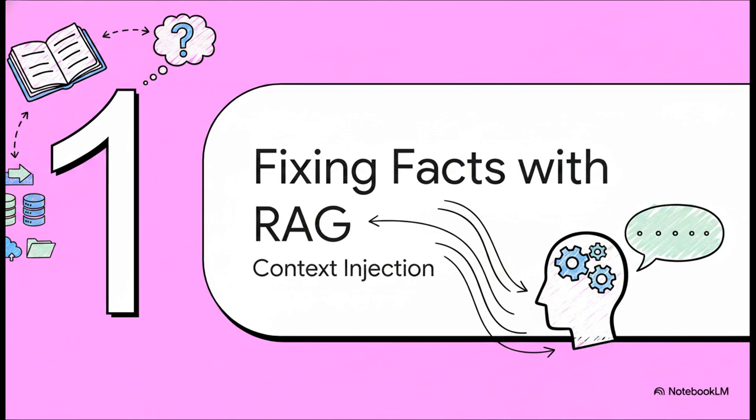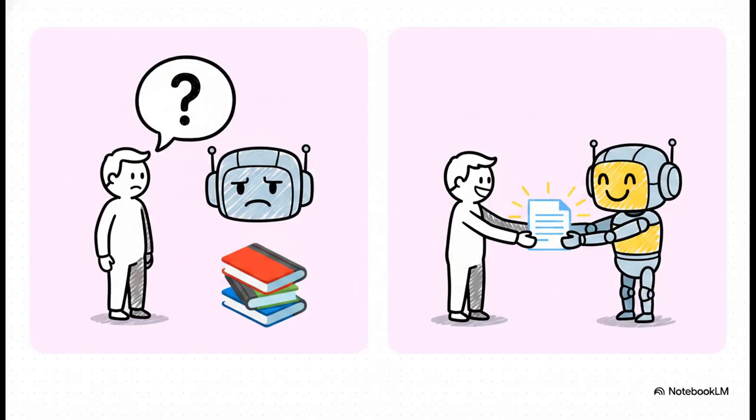Section 1. Fixing facts with RAG. To really wrap our heads around this game-changing technique, just look at the contrast here. Standard prompting? That's basically just you asking a question and crossing your fingers, hoping the AI's existing training data has the right answer. RAG changes that dynamic entirely. With RAG, you're explicitly feeding the AI a document, a passage, or even a database right at the exact moment of your prompt. You're commanding it to answer only from that provided material.